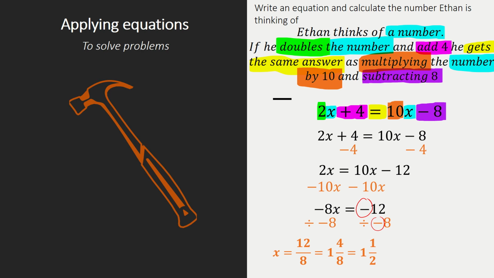But this was not the question that we were asking for. The question was to calculate the number that Ethan is thinking of. So our conclusion must be: Ethan thinks of the number 1.5. And you really must write down your conclusion. This is extremely important.